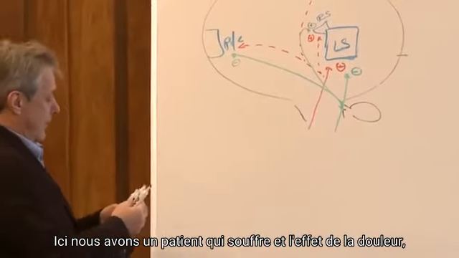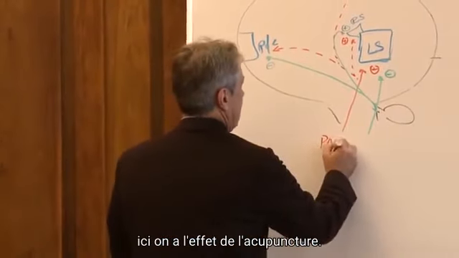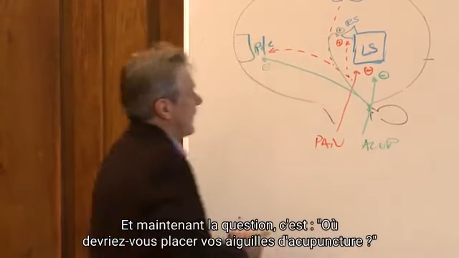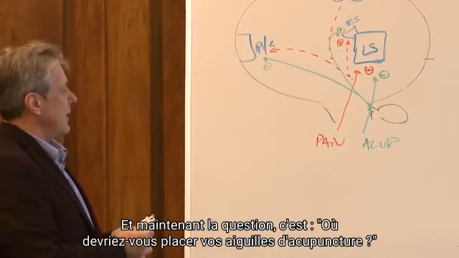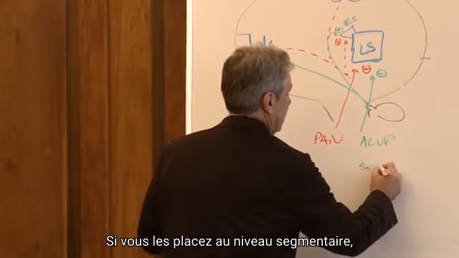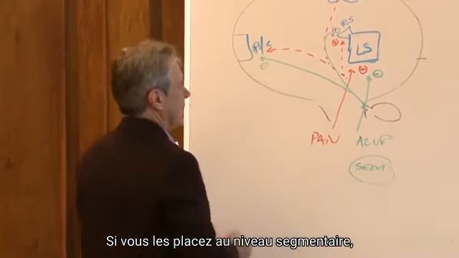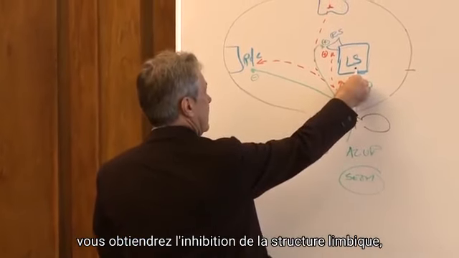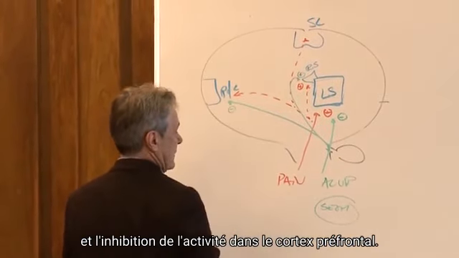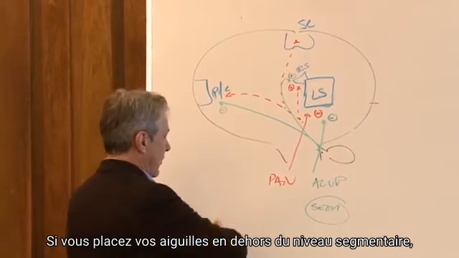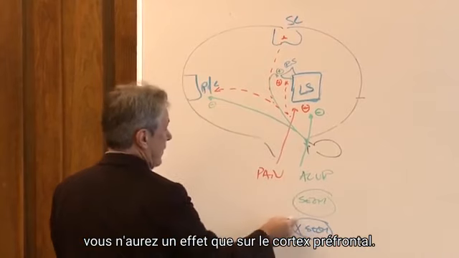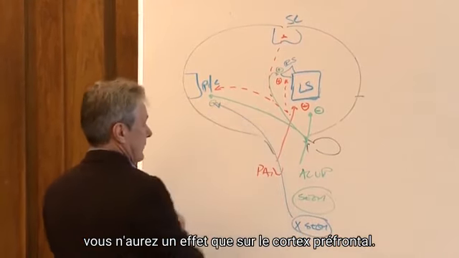So now, here we have the patient with pain, and here you have the effects of acupuncture. Then the obvious question is, where should you place your acupuncture needles? If you place the acupuncture needles segmentally, in the segmental points, you're going to have the inhibition of the limbic structures, and you're going to have inhibition of the activity in the prefrontal cortex. If you place acupuncture needles extrasegmentally, you're basically only going to have the effects in the prefrontal cortex.